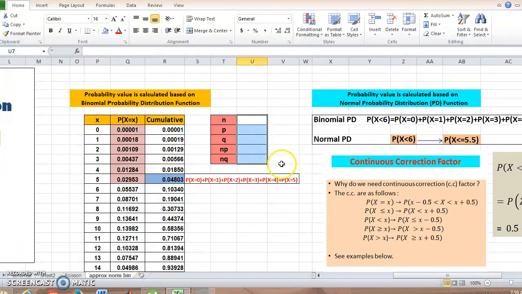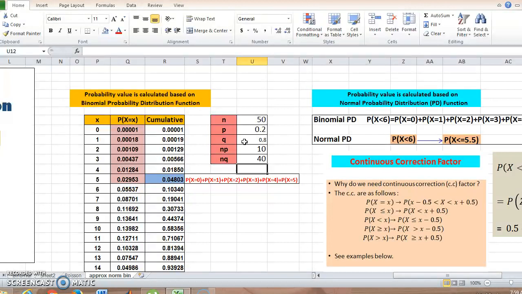Before that, let us fill in this table. What is our n? Yes, your n is equal to 50. What is your p? Yes, p is 0.2. What do you know about q? q is 1 minus p. And the multiplication between n and p is given by 10. And the multiplication between n and q is given by 40.